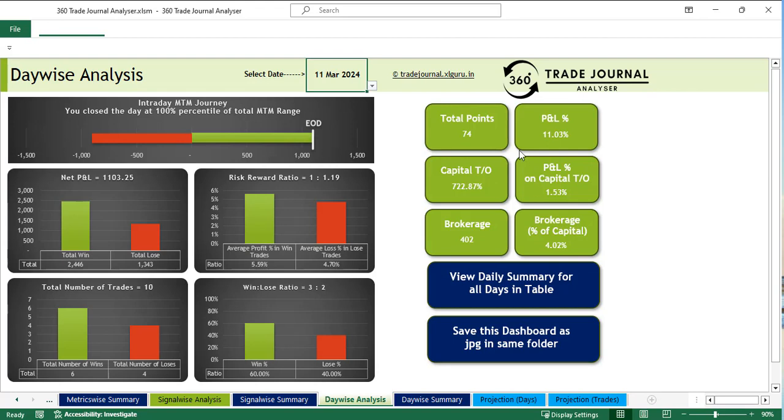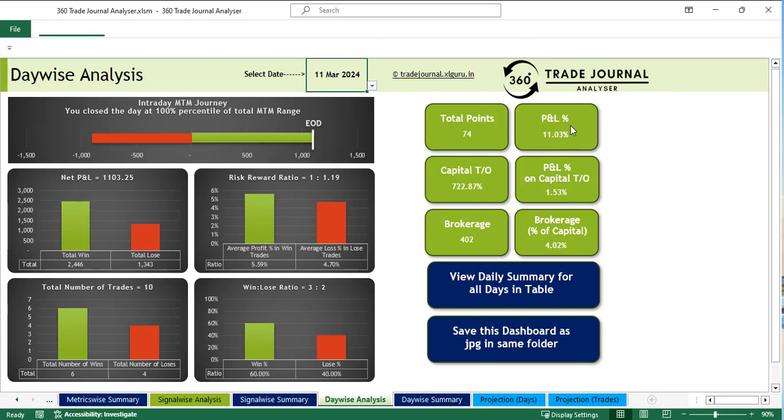What other KPIs are here, like, we have the total points you have won, the total of win points minus lose points. So your net points you have won in bank nifty or whatever index you are trading on. Your P&L percentage as a capital, like my capital was 10,000 on the first day, right? So I earned 11% on my capital, and then I did trading so many times, like 10 times with 80% of my capital approximately. So the capital turnover is 722%. Like 10,000 capital, I traded it for 70,000, right? And on that capital turnover, my return is only 1.53%, which is very essential.